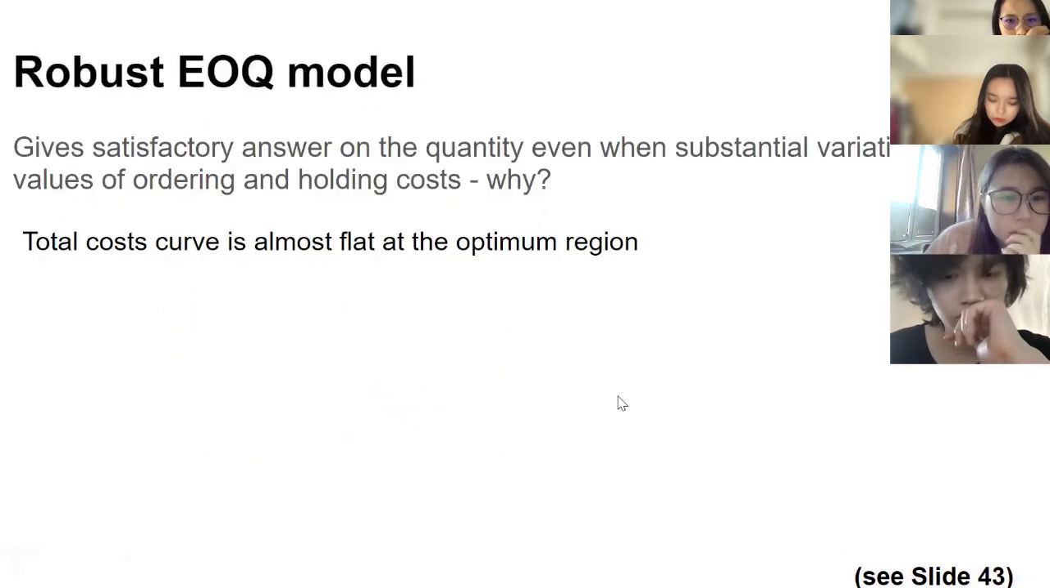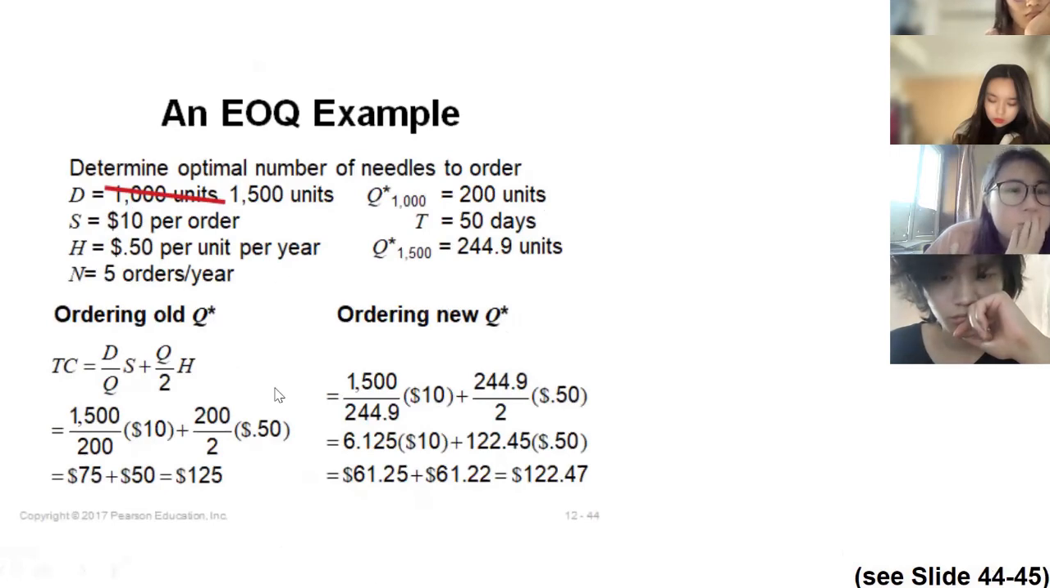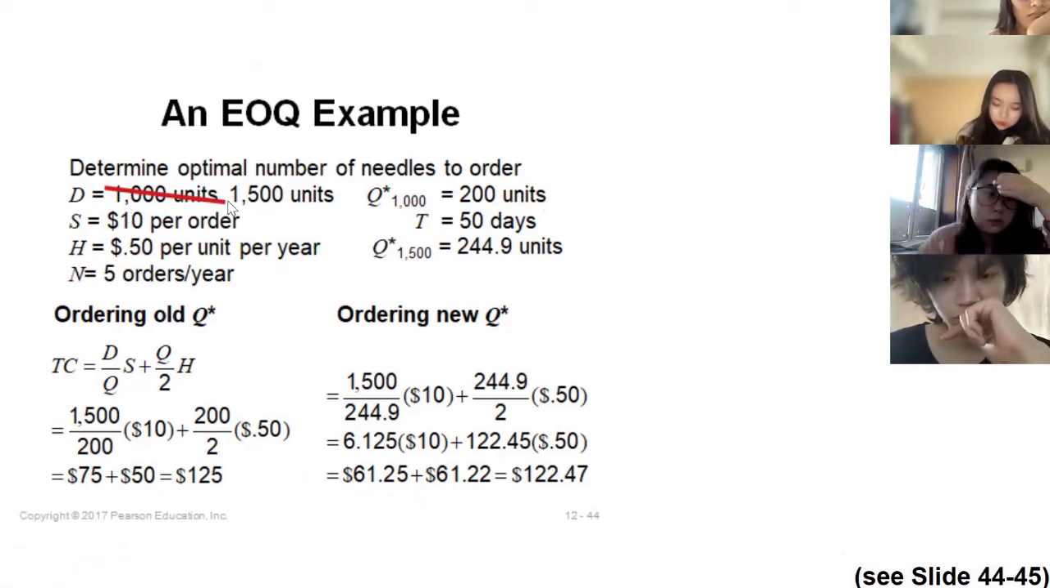One important thing about this model is that it is robust. Robust means it is not affected by small changes in the demand, what they call changes.